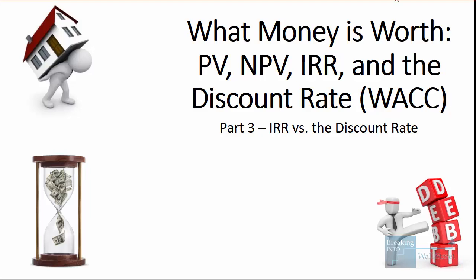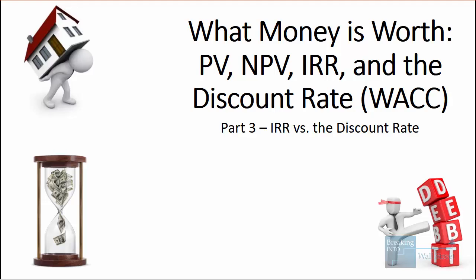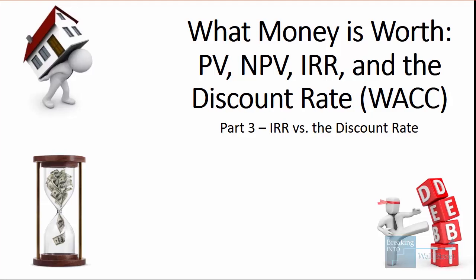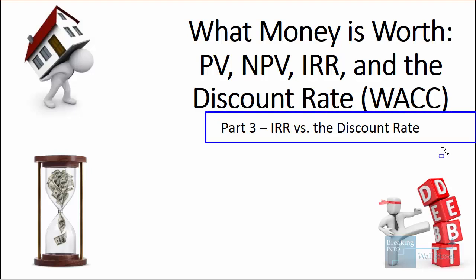We're going to continue with our series on what money is worth: present value, net present value, the internal rate of return, and the discount rate, or the weighted average cost of capital in this lesson. And specifically, we're going to be looking at the IRR versus the discount rate here.